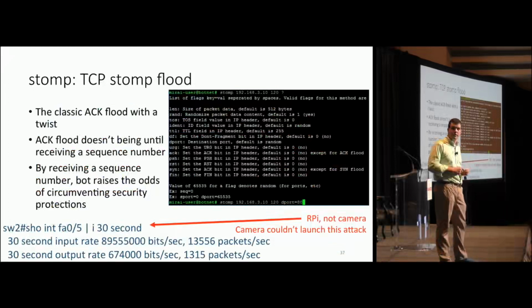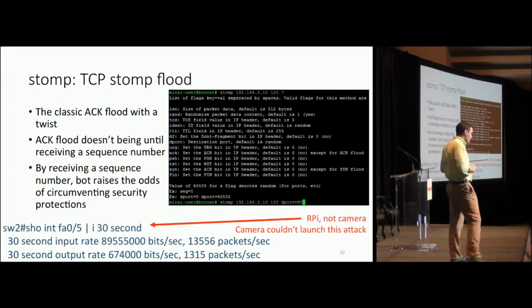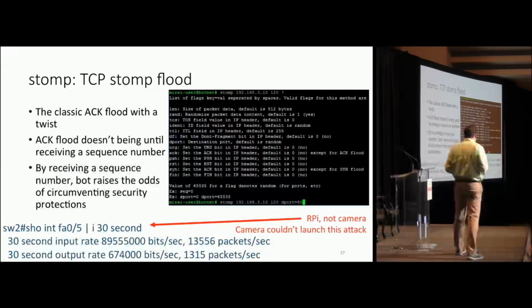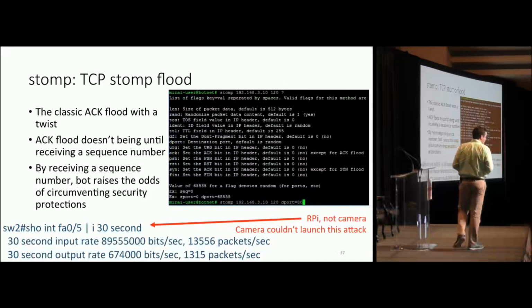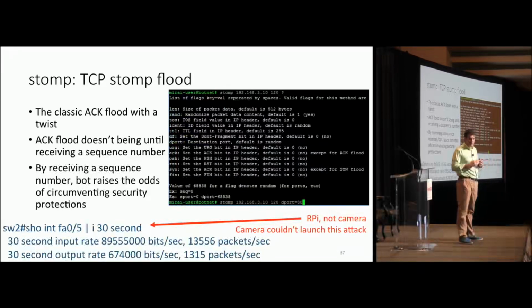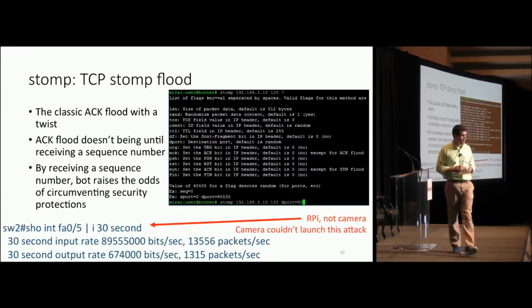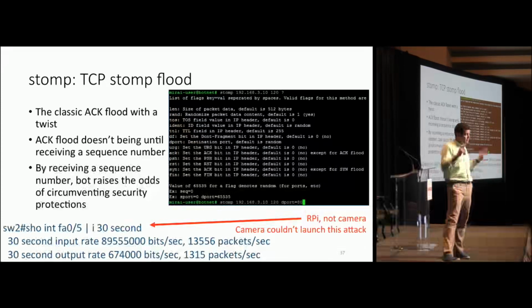This one is good, a stomp flood. This is kind of a twist on the traditional ACK flood. He doesn't begin the ACK flood until a session is established, which is interesting. So a session is set up, I receive a sequence number, everything's working, I've got an established flow, right? And then suddenly I start flooding the guy with ACKs.